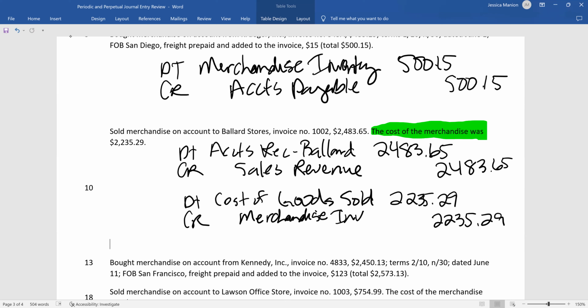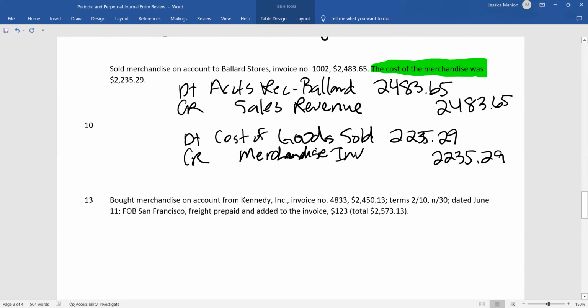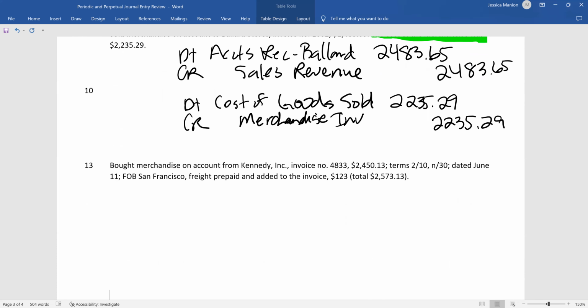So yeah, perpetual inventory. We have to record the sale and then record the cost of goods sold. Okay, this next one, on the 13th, we bought merchandise on account from Kennedy Inc., invoice number 4833 for $2,450.13. Terms 2/10/30, dated June 11th. FOB San Francisco.